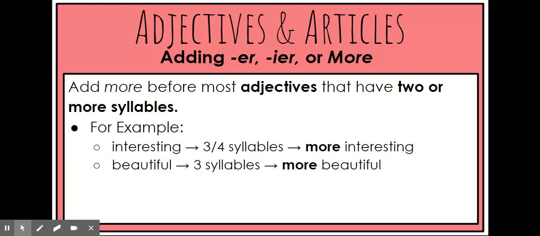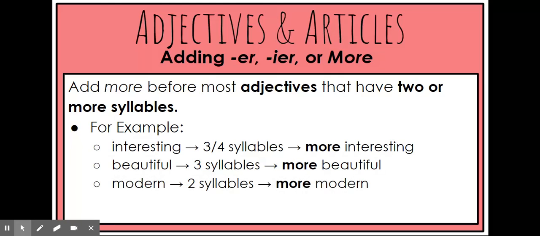Beautiful. It has 3 syllables, and of course it does not end in y, and it has more than 2 syllables, so we say more beautiful. We don't make the word longer by saying beautifuler. Modern has 2 syllables, does not end in y, so we add the word more in front of it, more modern. Difficult has 3 syllables, and so we add the word more in front of it to make it a comparative adjective. So more interesting, more beautiful, more modern, more difficult would be comparative adjectives that compare 2 nouns.